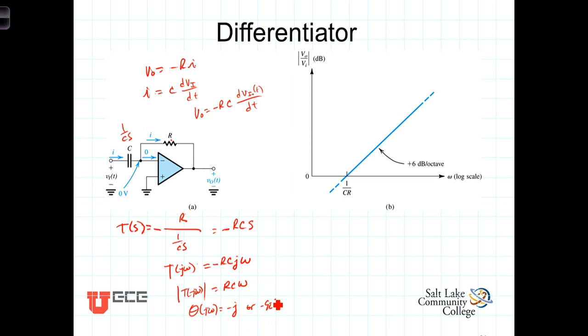Once again, let's look at what happens at omega equals 0. At omega equals 0, the magnitude of the transfer function is just 0. T of j omega equals 0, and as omega approaches infinity, the magnitude of the transfer function also approaches infinity.